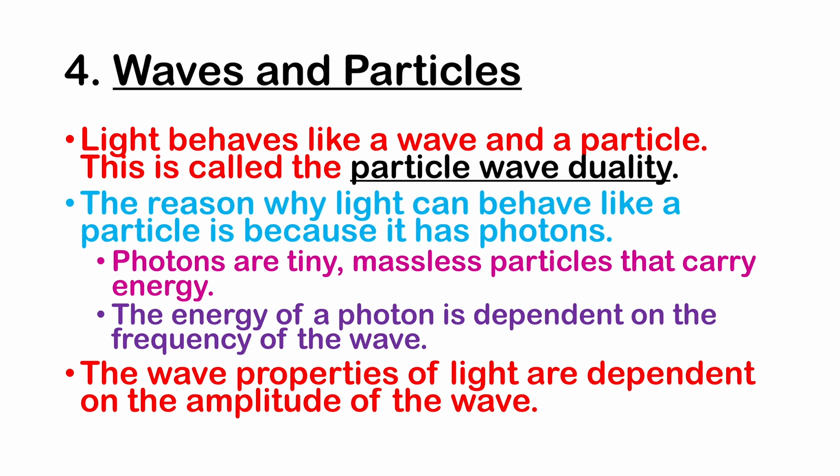Light is the same way. Light behaves like a particle, like it's a material, and it behaves like a wave, like it's a vibration in motion. And the reason why light can behave like a particle is because it has photons. Photons are the particle of light. So photons are tiny, they're massless, and they carry energy.